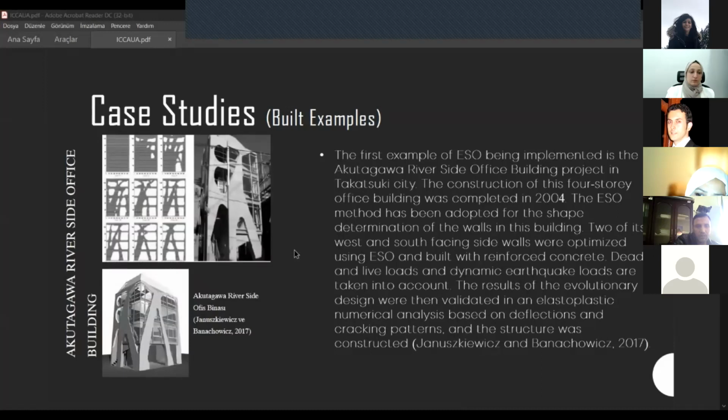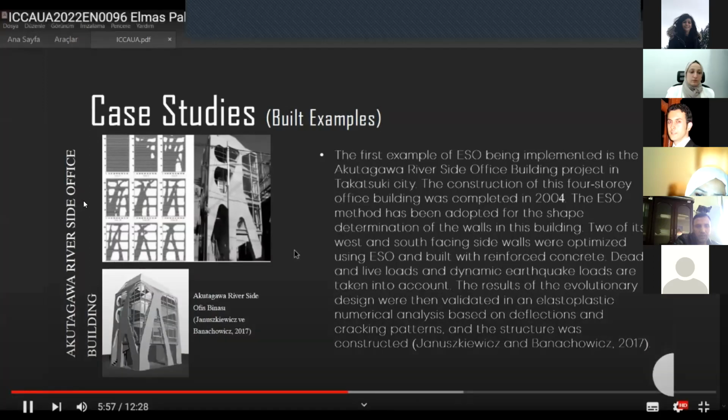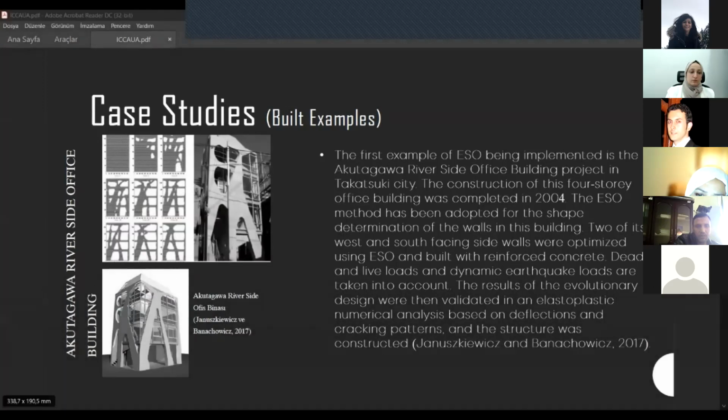The last example is Akutagawa Riverside office building. The construction of this four-story office building was completed in 2004. The ESO method has been adopted for the shape determination of walls in this building. Two of its west and south-facing side walls were optimized using ESO and built with reinforced concrete.